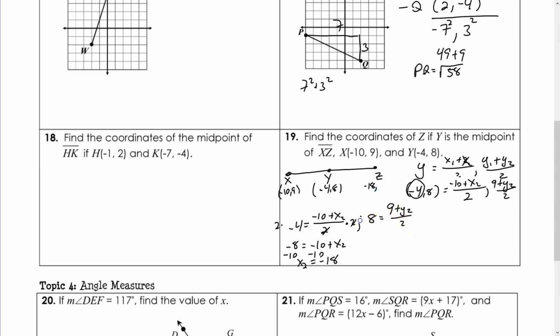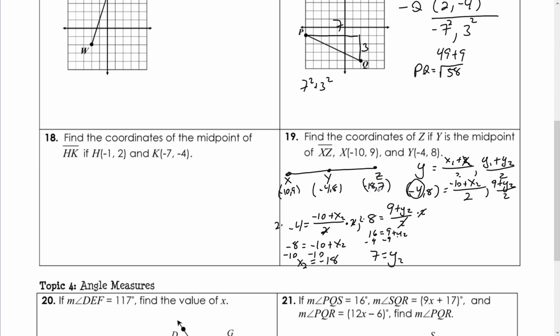Over here, same thing, multiply by 2, multiply by 2. That clears your denominator. So 16 equals 9 plus y2. Then when we subtract 9, we get 7. So 7 equals y2. So the answer would be negative 18, 7.